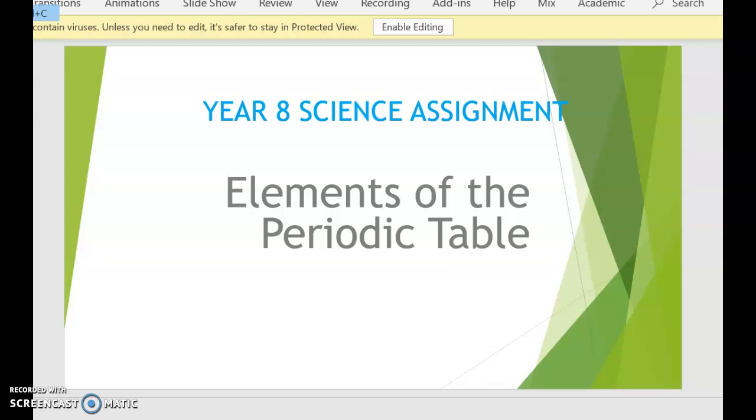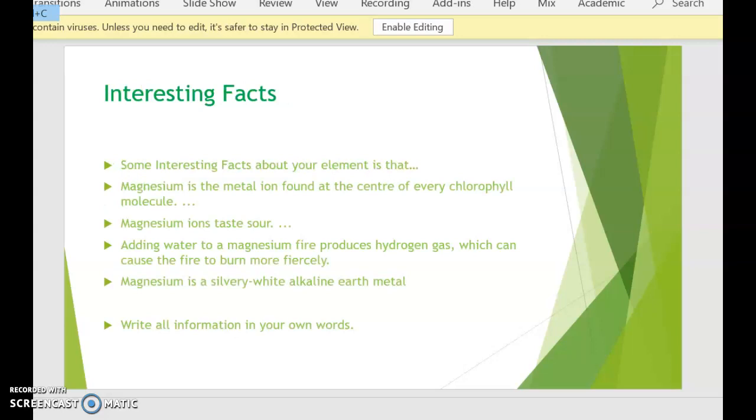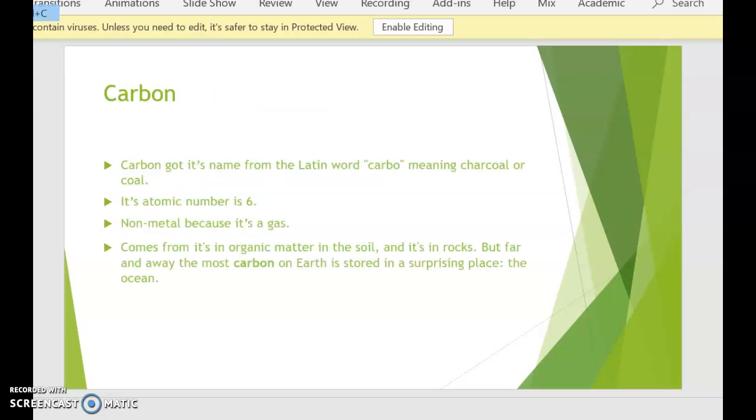I'm just taking a look at your assignment. You've got quite a lot of slides, haven't you? I think that's the most slides I've seen so far. So you've chosen magnesium, carbon and oxygen. So you've got one metal and two gases, so that's okay.